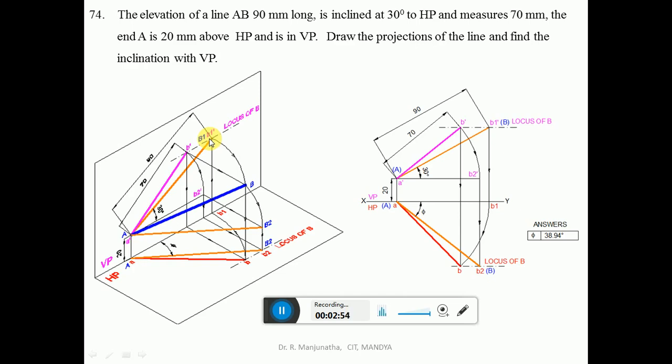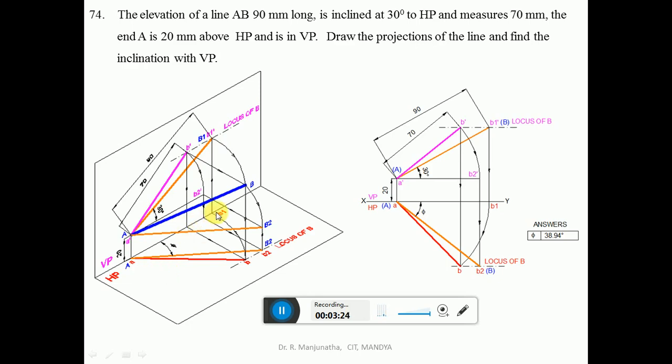Since this is the true length in the vertical plane, obviously that line has to be parallel to VP. So NDA is in VP, so B1 should also be in VP. So we draw a vertical projector from b1 dash to the XY line, so that a b1 is the line which is parallel to VP. Since it is parallel to VP, we can see the true length in the vertical plane. But now we have the top view of the front view true length, which is a dash b1 dash, is a b1.